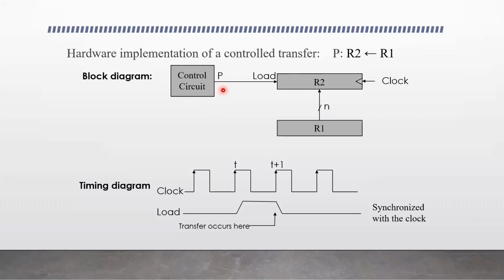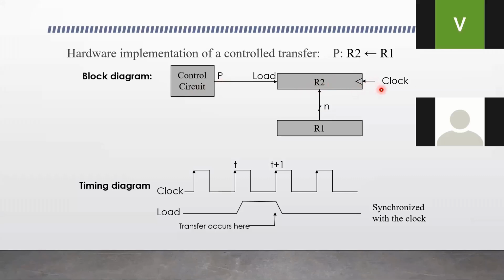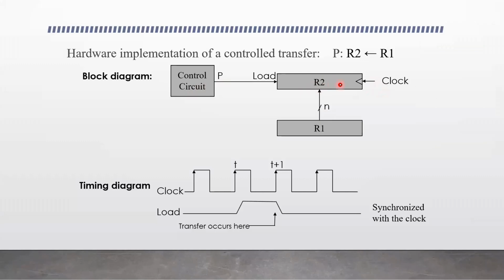So how do we implement this? The n outputs are connected to the inputs of R2, and loading this input into R2 has to happen only when the value of P is equal to 1, when the control circuit gives the value of P as 1. To implement this, it is connected to the clock cycle. The register R2 and this P are connected to the same clock. If you see this timing diagram, you will understand this.